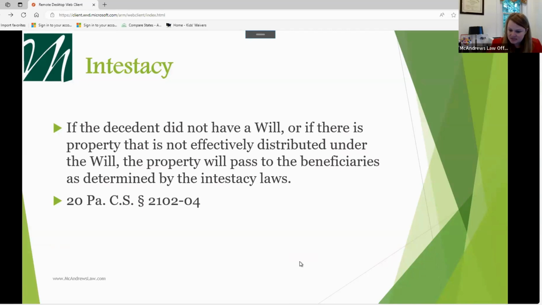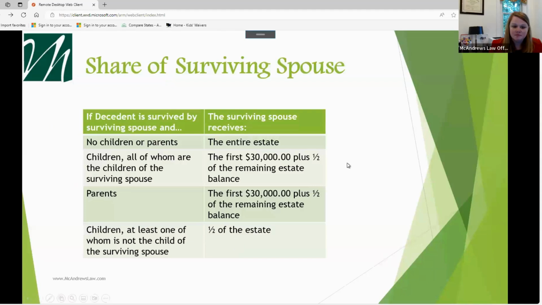Any expenses and debts that mom or dad may have had, their inheritance taxes, income, just anything like that comes out first. If you don't have a will, like I said, Pennsylvania writes one for you. The statute's here on the screen, 20 Pennsylvania Consolidated Statutes. It's a few sections, 2102 through 2104. Those statutes tell us who's going to inherit if we don't have a will.